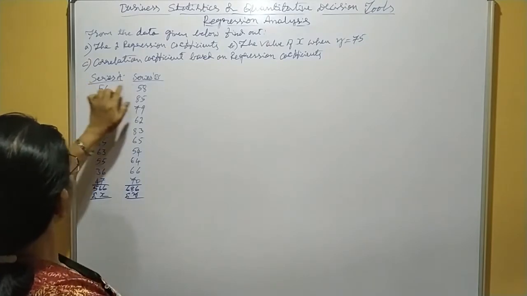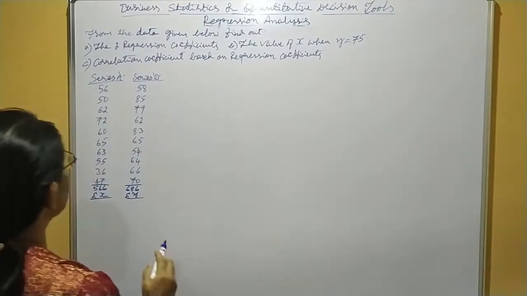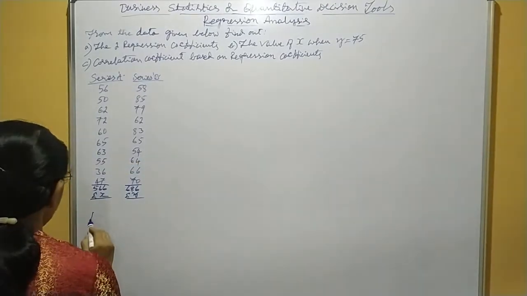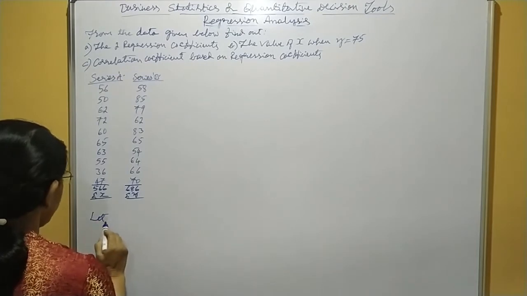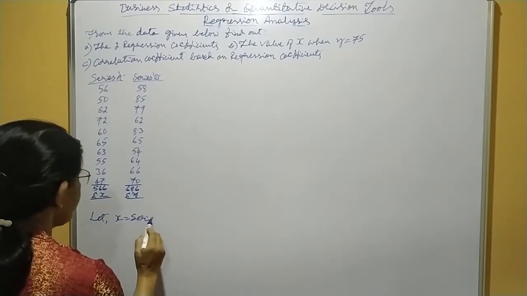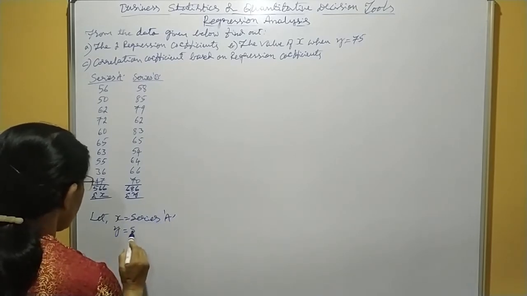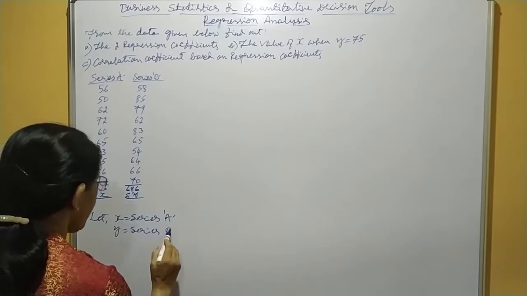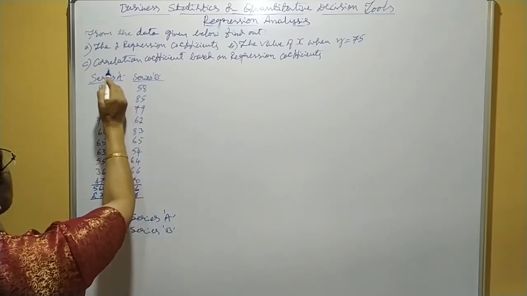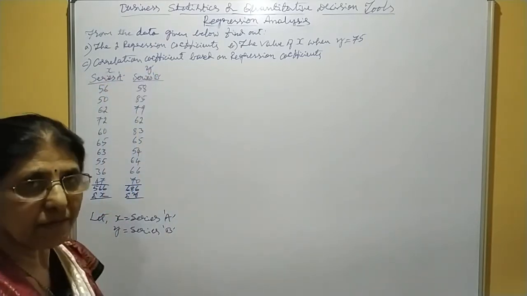Here it is given series A and series B. Among these two, we have to take one as x and other one as y. Now first we have to specify it. Let x equals series A and y equals series B. Okay. Now that means this series A is nothing but x and series B is y.